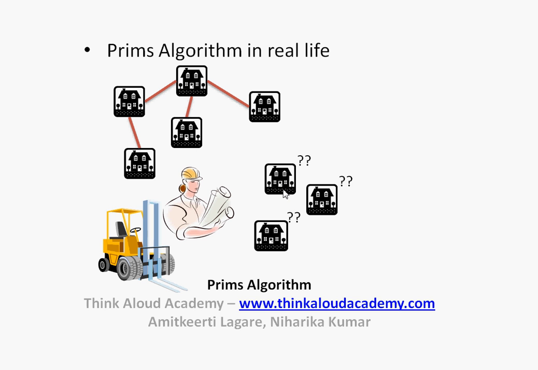So he needs to decide how to lay the cable, and his criteria could be he should lay cable in such a way that the length of the cable is less, or probably the amount of digging that is required to connect to the new house is less. So Prim's algorithm will help him to decide which particular house is the best way to begin with and end with, so that he can lay the cable with minimum cost and minimum digging.